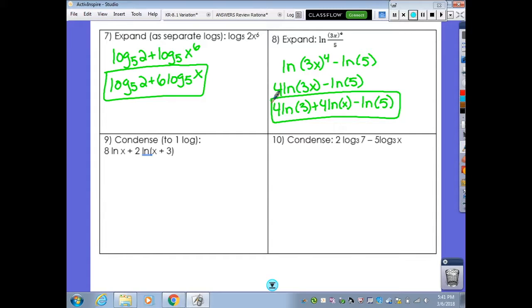And the next one, condense to 1 log. This is the opposite. So first let's bring our exponents back. So ln of x to the 8th plus ln of x plus 3 squared. And this plus means these two things are multiplying together. So this is going to be ln of x to the 8th times x plus 3 squared. This is going to be our final answer.